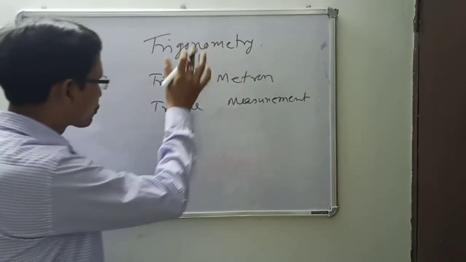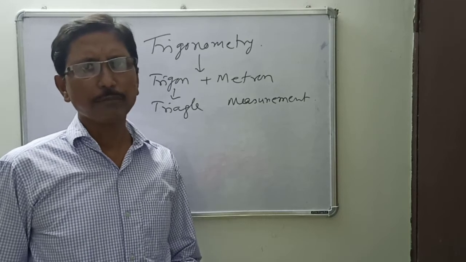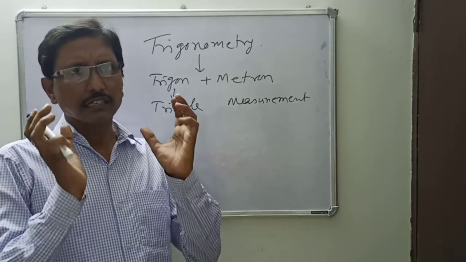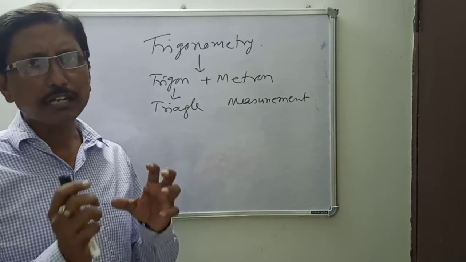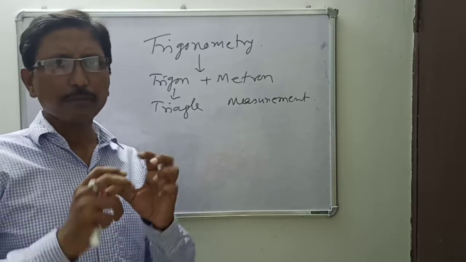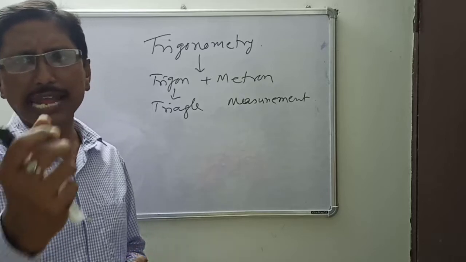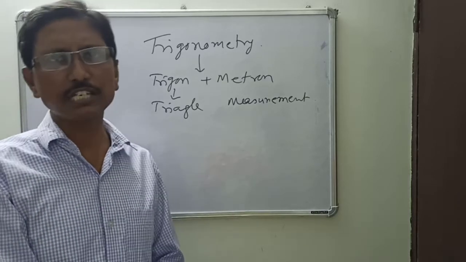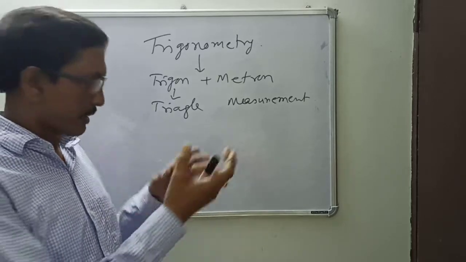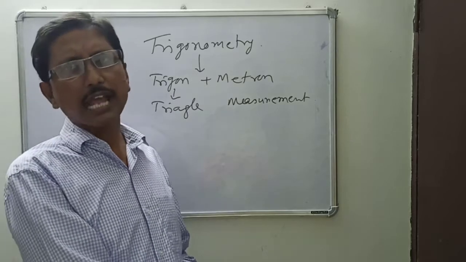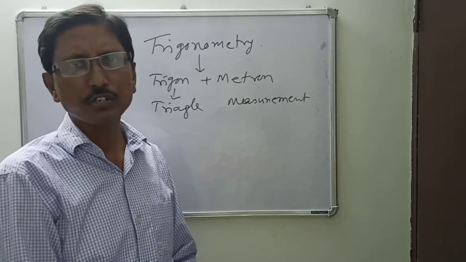So from that point of view, trigonometry is the branch of mathematics which deals with the measurement of the triangle. That means the relation between the sides and angles of the triangle, because sides and angles are taken as parts of the triangle. That branch of mathematics is known as trigonometry.